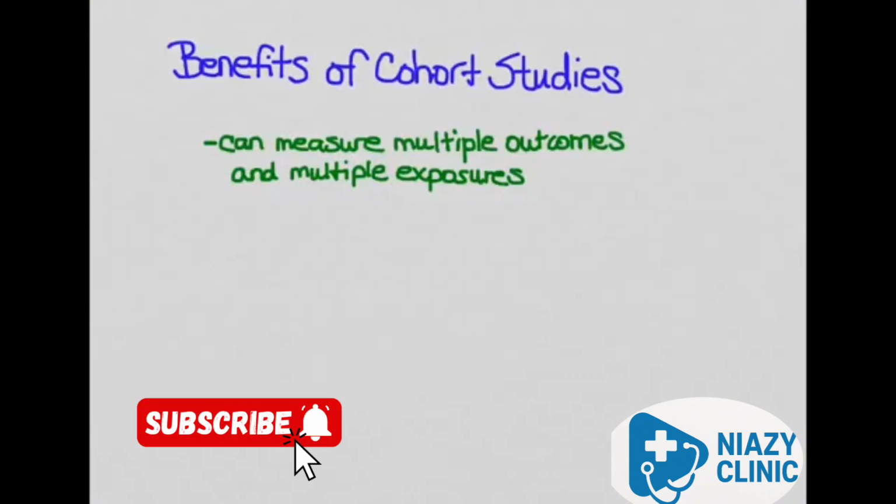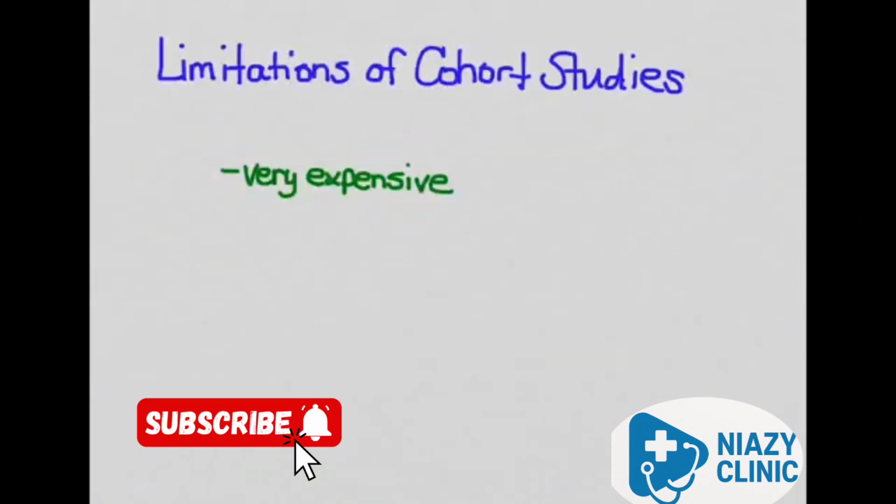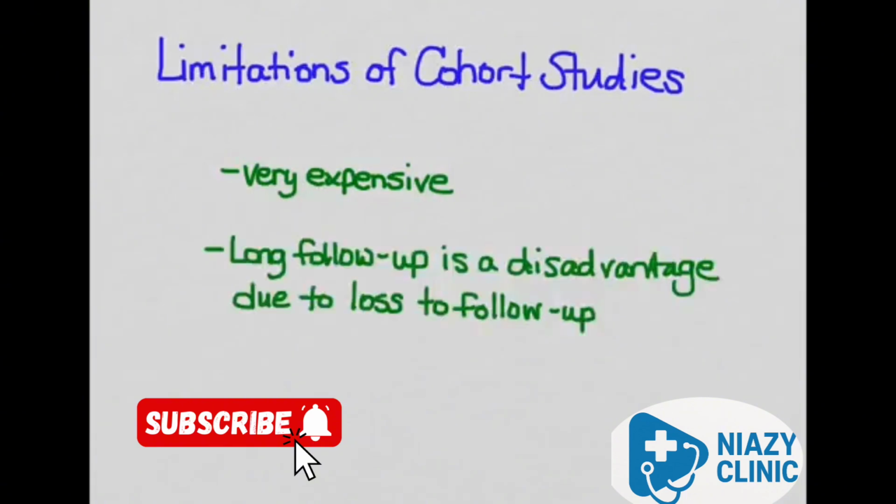So some of the benefits, again, of cohort studies, just to review, they can measure multiple outcomes and multiple exposures, and they actually capture incidence data, which is important to establishing causality. There are also limitations to cohort studies. So first of all, they're very expensive because you're tracking a lot of people for a long period of time. Secondly, while a long follow-up has advantages, it also has a disadvantage that you can lose people to follow-up.